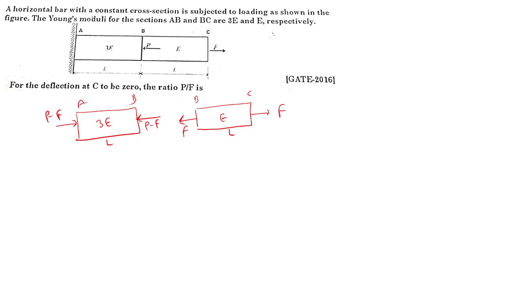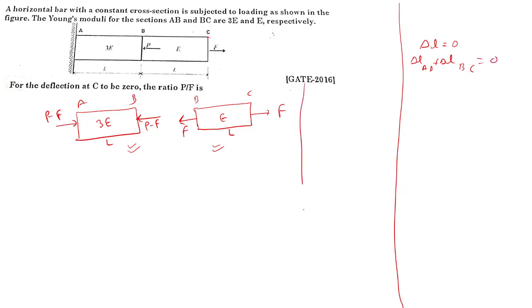So in the question, what it is saying: a horizontal bar of constant cross section is subjected to the loading as shown in the figure. The Young's moduli for the sections AB and BC are 3E and E. So for the deflection at point C to be 0, here no deflection should be there, means this point should be at the same place. So when will it happen? It will happen when the compression and the tension are both the same. So deflection delta L would be 0, and delta L would be delta L of AB plus delta L of BC.